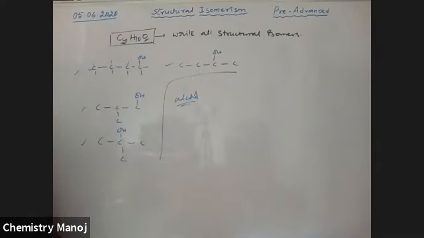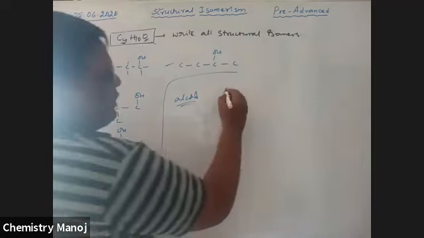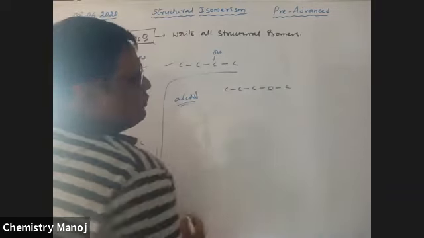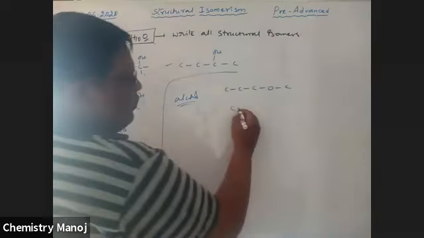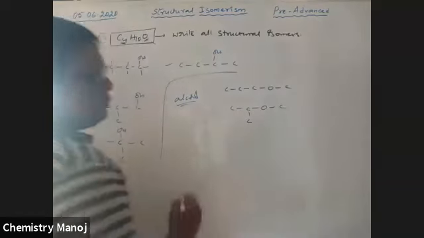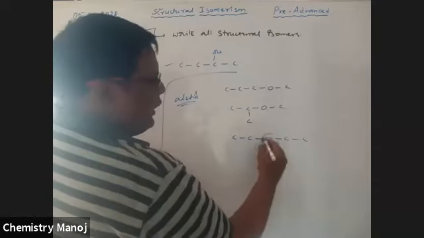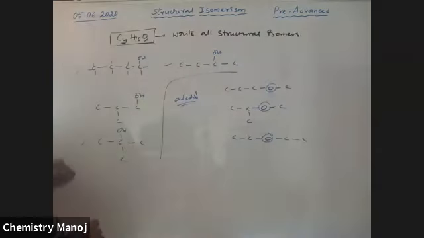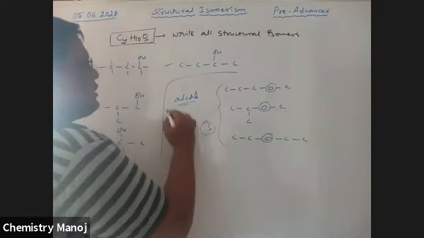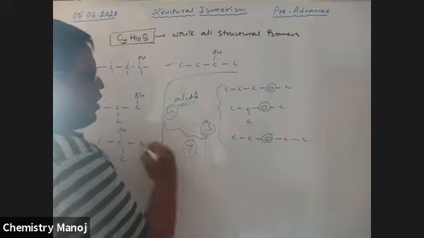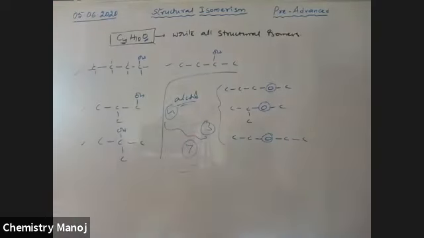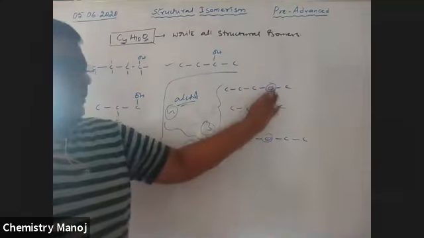Now I am writing the ethers, because alcohols are functional isomers with ethers. So 4 carbons, 1, 2, 3, 4. Ether. Next, 1, 2, 3, ether. Next, 1, 2, 3, 4. Ether. These are the ethers. All these have the same formula. How many ethers are possible here? 3 ethers, 4 alcohols, altogether 7 compounds are possible. 7 structural isomers. These are also considered as metamers.